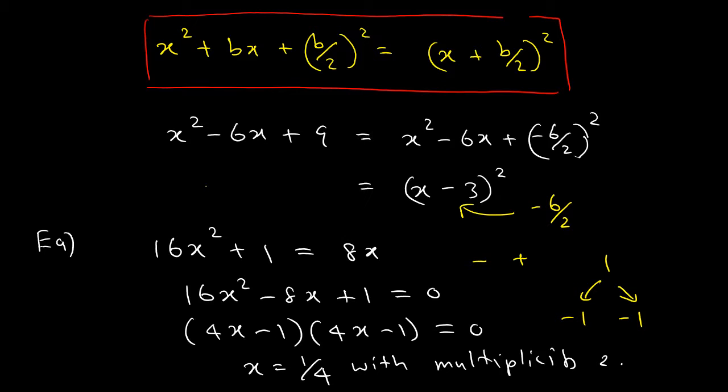With multiplicity 2. Good. And then what we can do is we can also solve some problems that are slightly different. So for example, let's look at this one. How about this problem? You can see 1 over 6 x squared minus x over 3 equals 1/2.